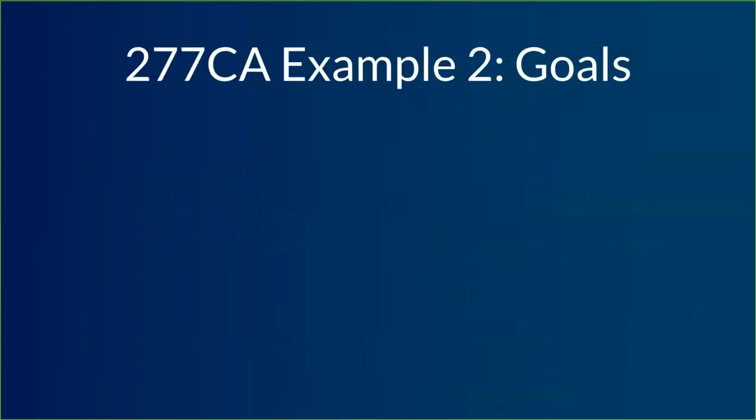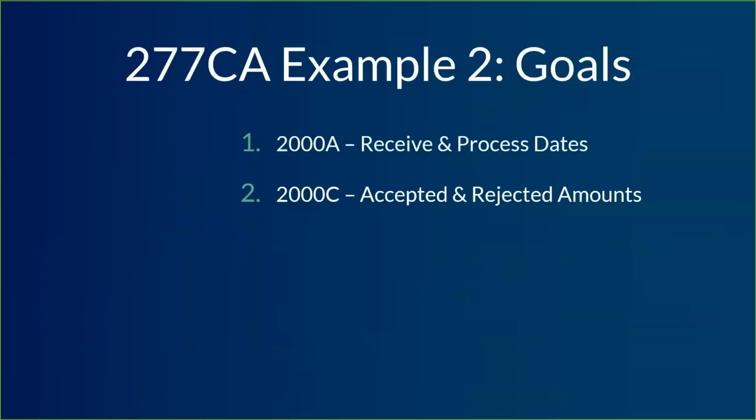Let's look at another example, and I'm going to give you slightly different goals this time. The first goal is to look at the receive and process dates in the 2000A level. So you're looking for receive and process dates. That's your hint. Now we're going to skip the next level altogether and go straight to the 2000C, the billing provider level, for accepted and rejected amounts. This is going to be the dollar amounts.